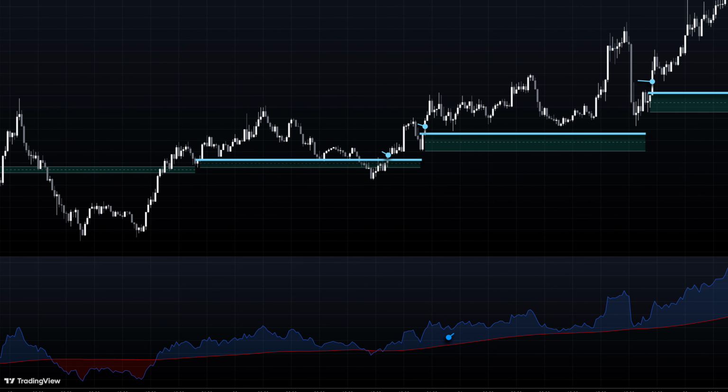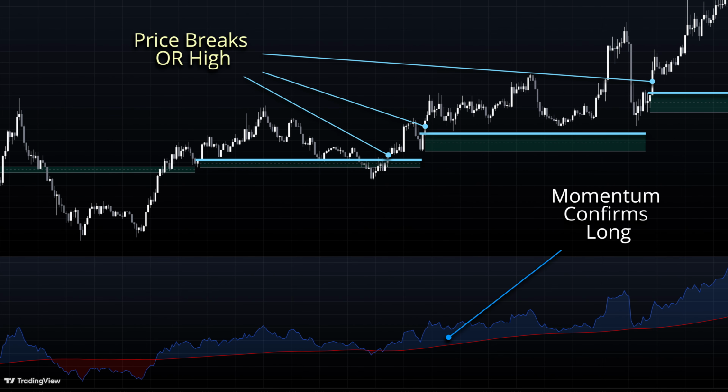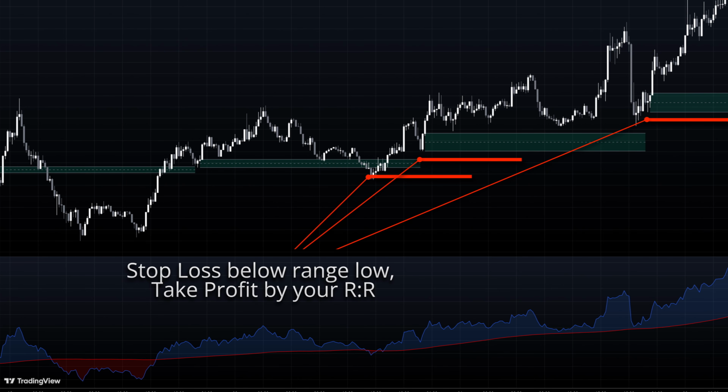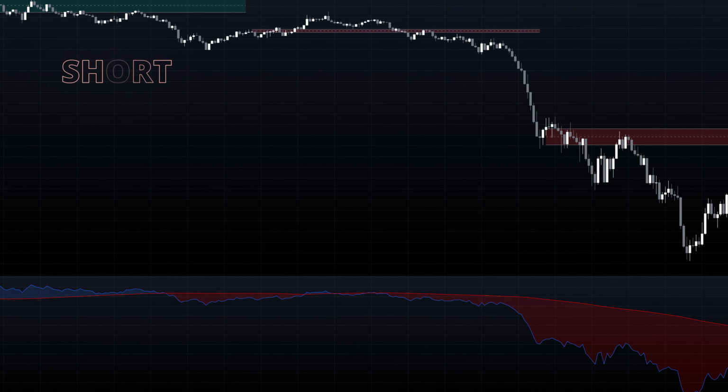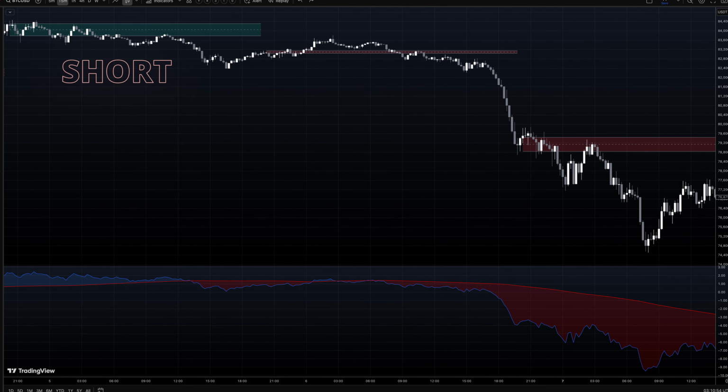We then look for a price breakout above the opening range high. If the momentum indicator still confirms bullish pressure at that point, we take a long trade. The stop loss goes below the opening range low, and the take profit can be based on your preferred risk-to-reward ratio. Regardless of how the trade performs, we always close the position by the end of the trading day to avoid overnight risk. The same logic applies to short setups, just in reverse.